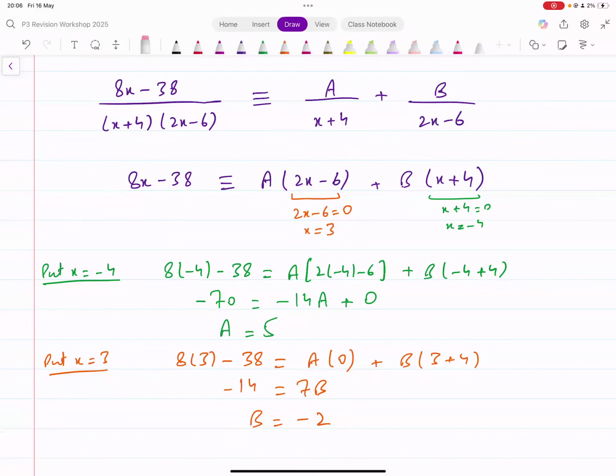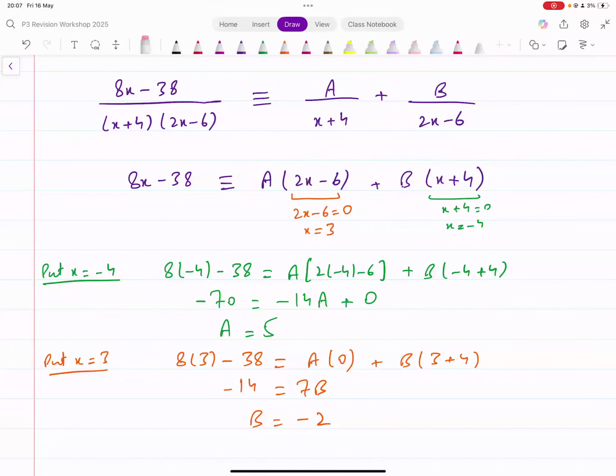So the idea is we equate each bracket that we have to 0, whatever we have inside one bracket to 0, and see what value of x we get from that. So 2x minus 6 equals 0, that gives us x equals 3. If we were to input x equals 3 in this, what happens is this whole thing is going to get eliminated.